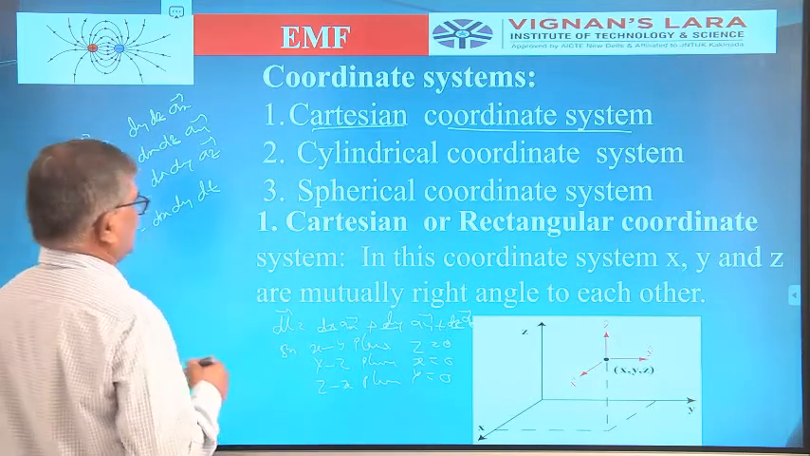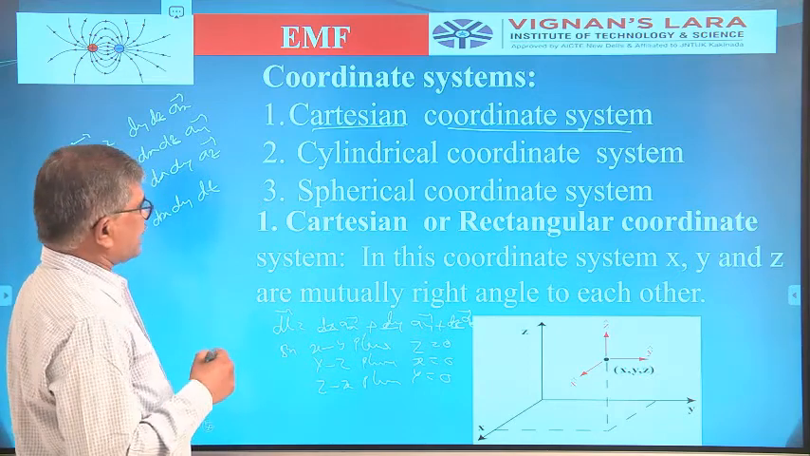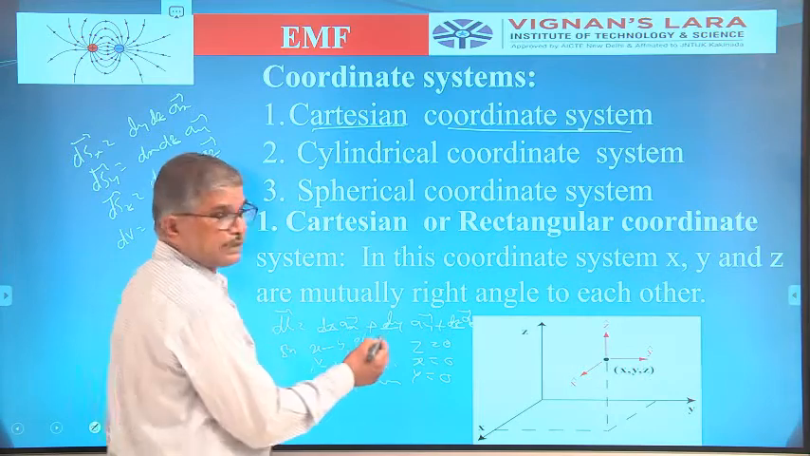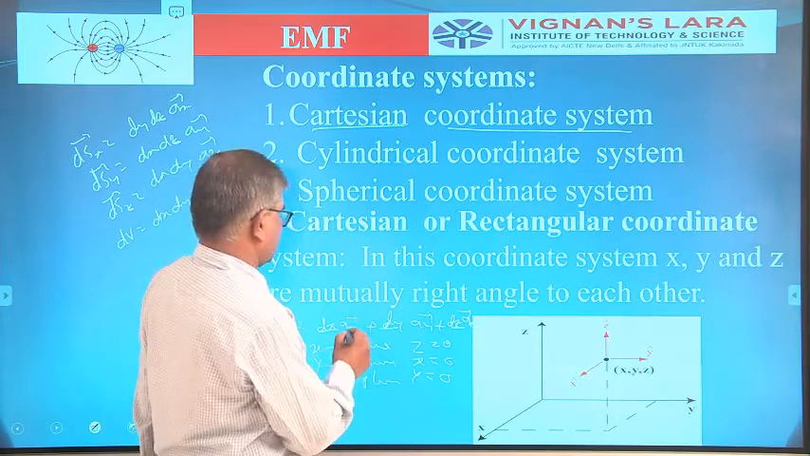So in the Cartesian coordinate system, Ax bar, Ay bar and Az bar are the unit vectors normal to the axes.